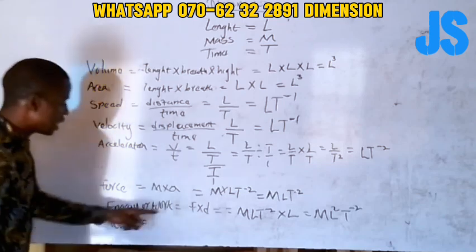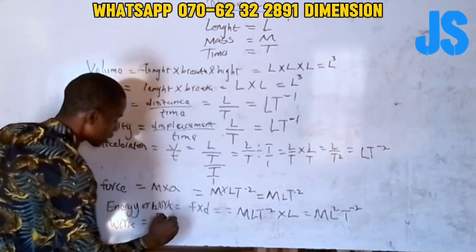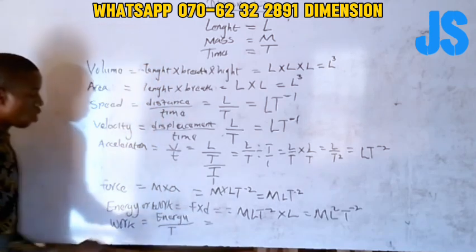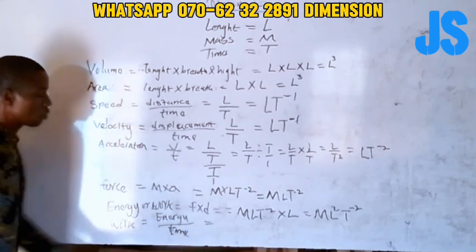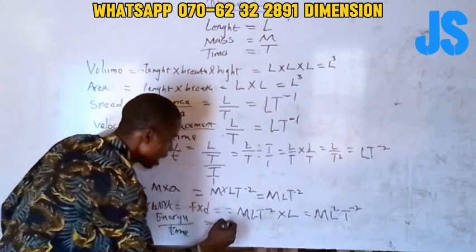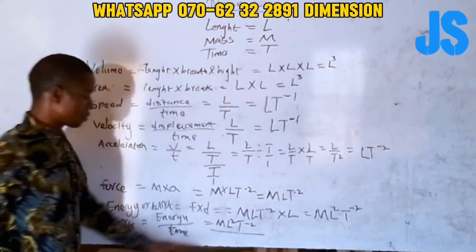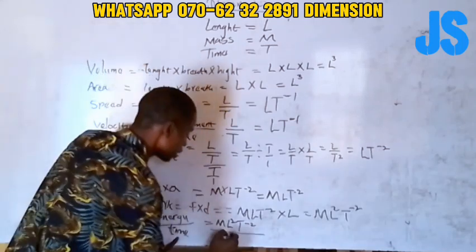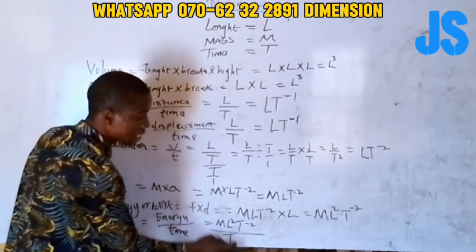What's work? Work is energy all over time. Now, all over what? Time. Notice that. Now, the energy is M L T to the minus 2, all over what? All over our time, which is capital T.